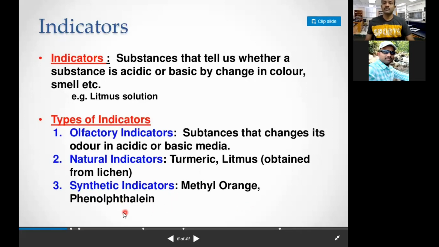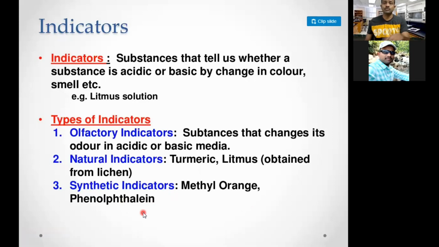Okay. Phenolphthalein will not give color in acidic medium, and phenolphthalein color changes to pink in basic medium. In basic medium, phenolphthalein will give pink color, and in acidic medium there is no color change. Okay.